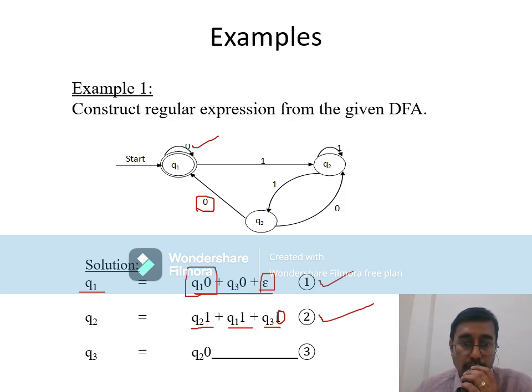Last, q3. For q3, only from q2 the input 1 is coming to q3. From the rest of the states I'm not getting any inputs. So q2 1 over here. This is q2 1. So this will be my third equation. Now we have found equations 1, 2 and 3.